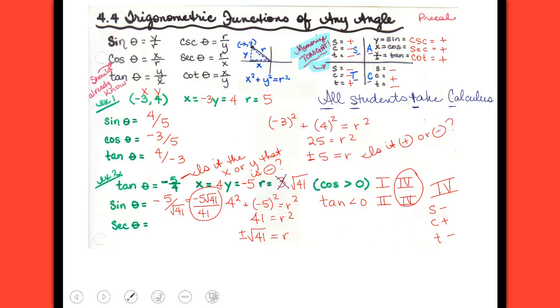All right, and in terms of x, y, and r? All right, so we're going to have, yeah, r over x. So square root of 41 over 4. Perfect.